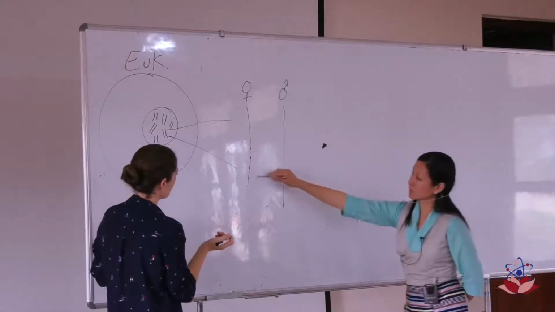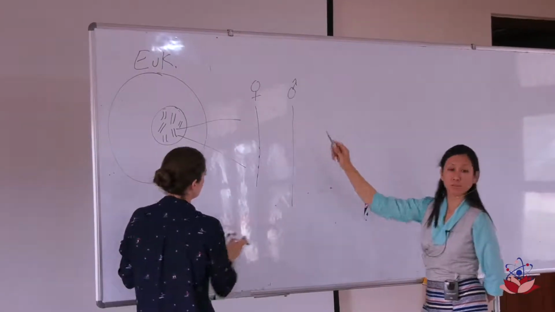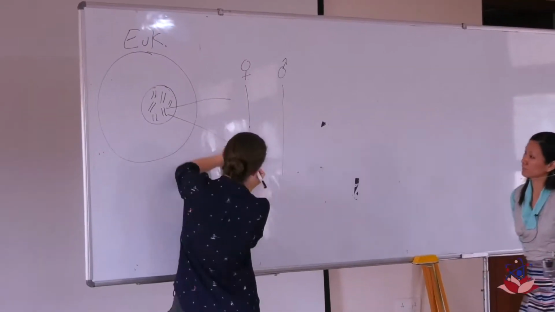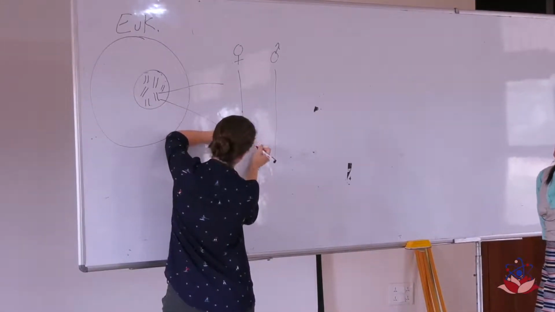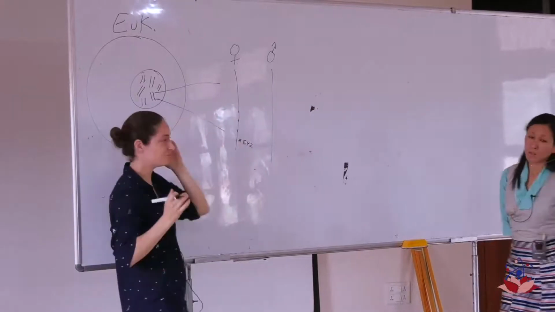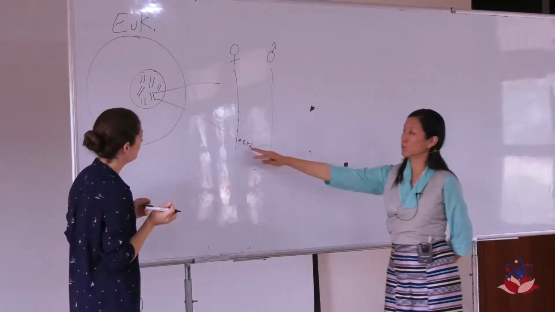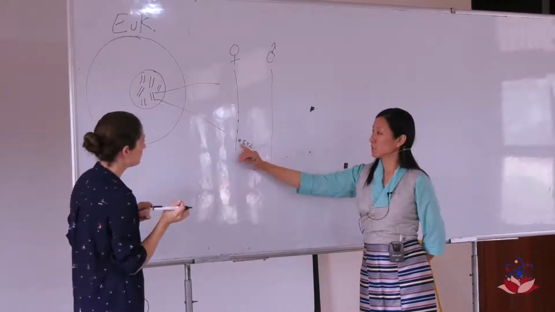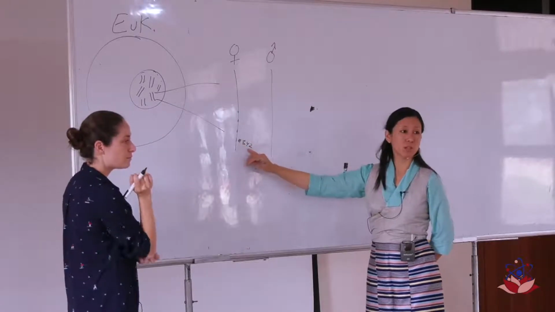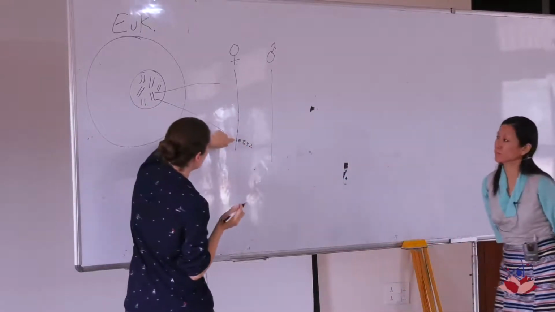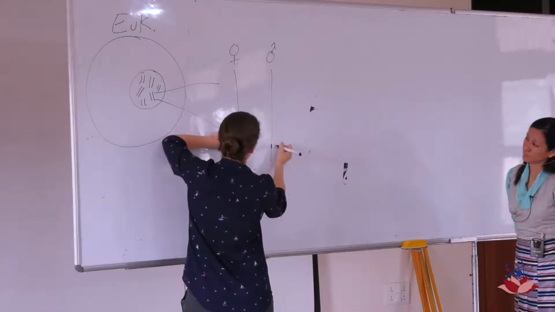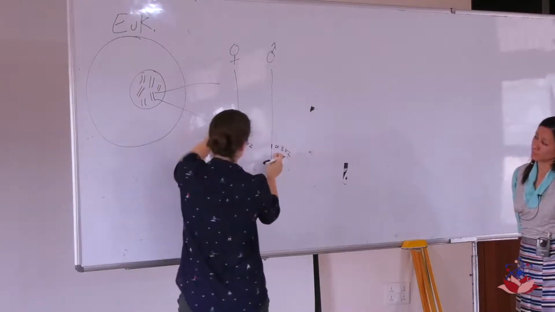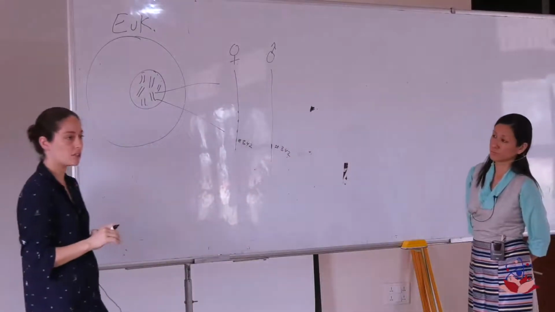This gene, let's call it gene number 342. I have gene number 342 from my mom and gene number 342 from my dad. I have two copies of that gene.